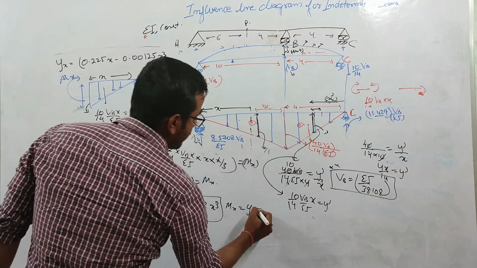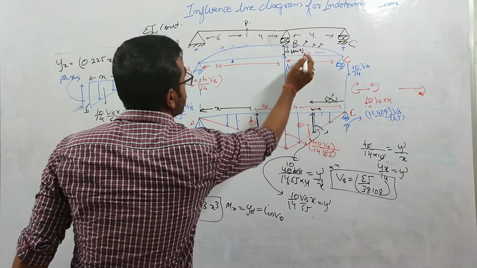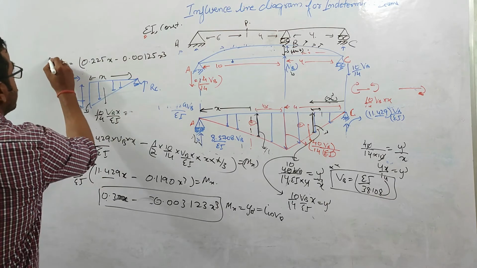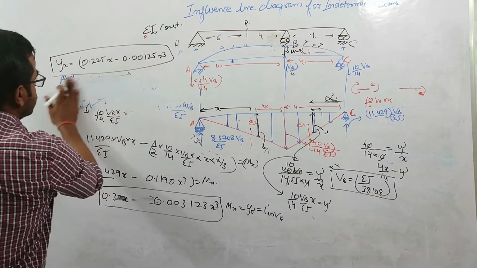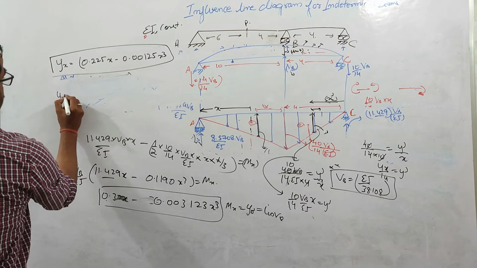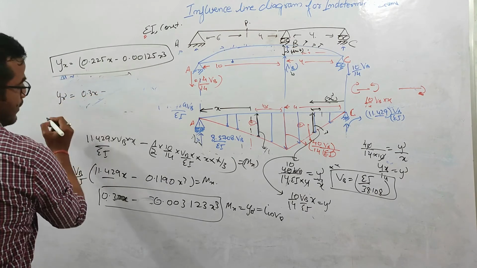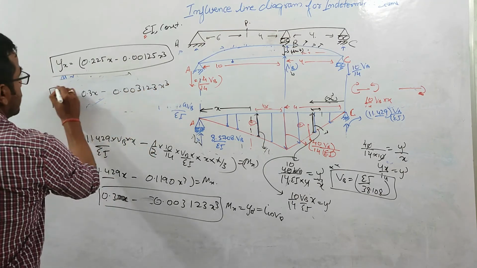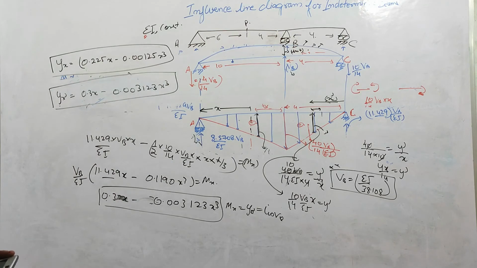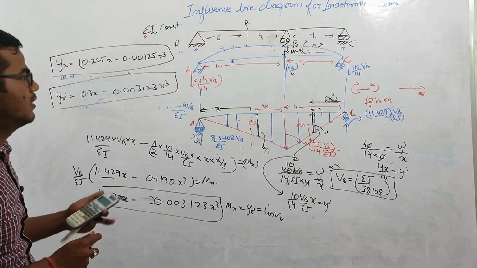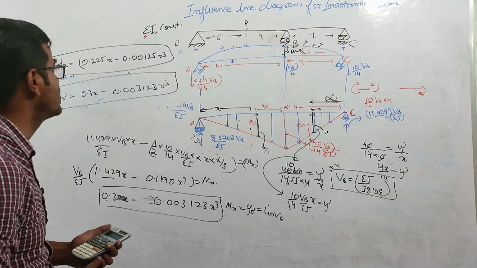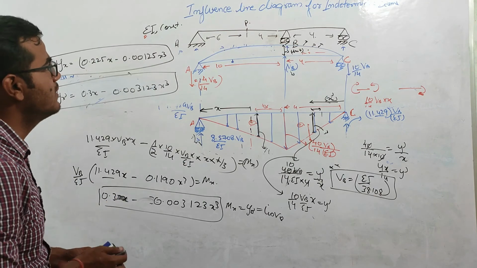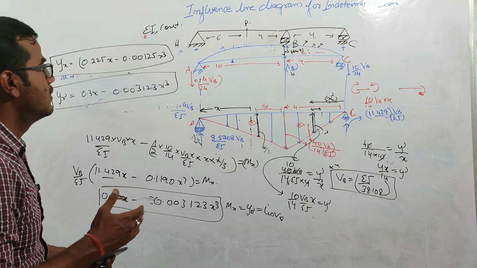And this will be the ILD for VB for this portion. So here we are getting two equations: one is this equation, and the other equation is 0.3x minus 0.003123 x cube. So with the help of these two deflection equations, we'll draw the ILDs for this support reaction and this internal reaction. That thing we'll see later.